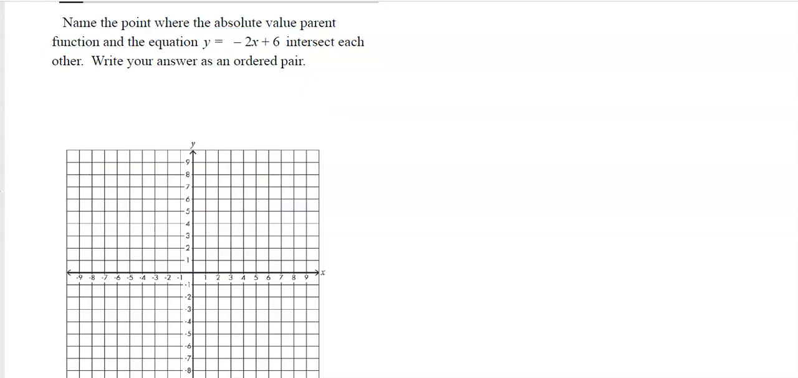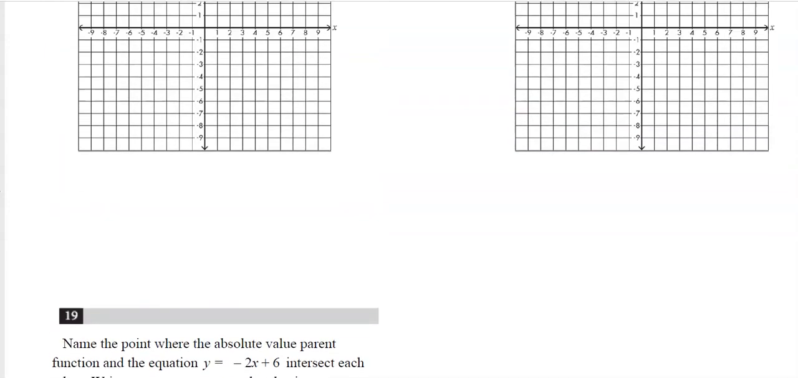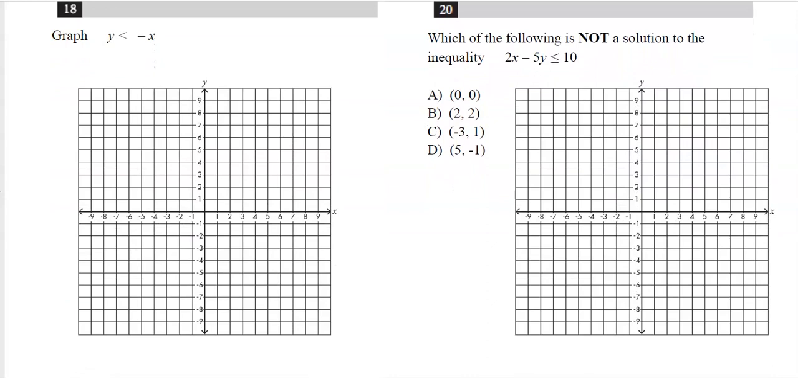All right. Now we're at number 20, the last one. What's fine is not a solution. So totally up to you. You could just test these and put them all in here and see who's not the solution. I'm going to do a little bit different though. Sometimes I'd rather not brute force it. I'd rather graph it. So if I graph that thing, I'm going to first just graph the line 2x minus 5y. I'm just going to pretend it's equals.